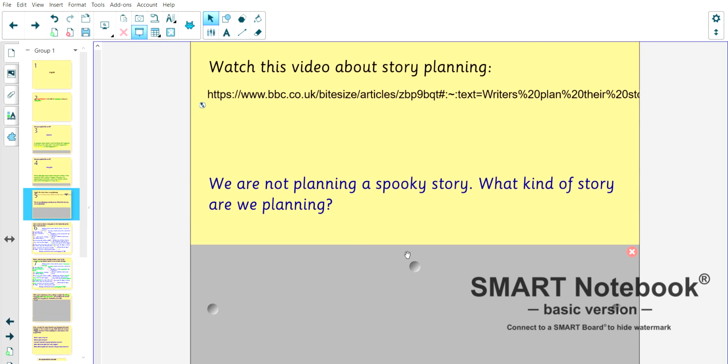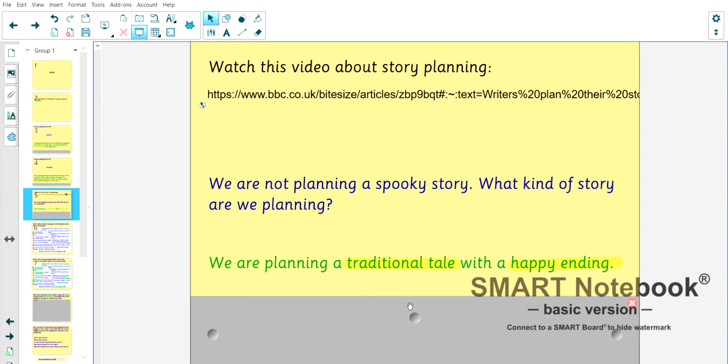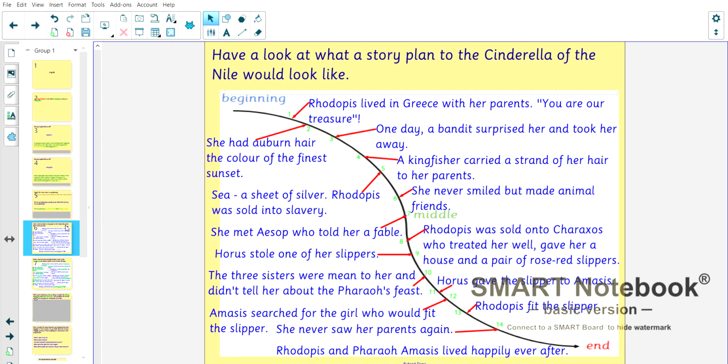Now that you've watched the video, the main thing to remember is that we are not planning a spooky story. What kind of story are we planning? Pause me here. We are planning a traditional tale with a happy ending. Now, the story that we've been working with is called Cinderella of the Nile. And this is what a story plan to the story Cinderella of the Nile would look like.